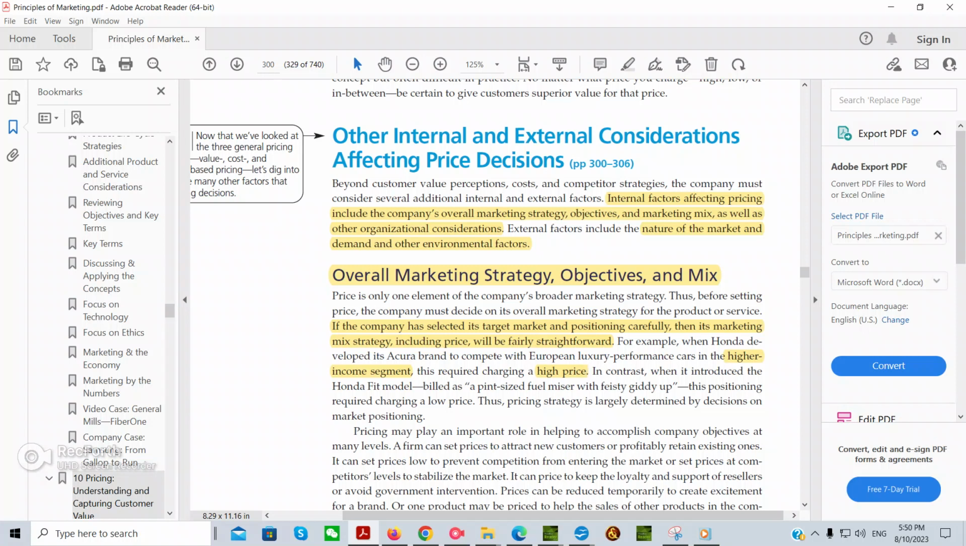In contrast, when Honda introduced the Honda Fit model, billed as a pint-sized fuel miser with a feisty giddy-up, unquote, this positioning required charging a low price. Okay. Thus, pricing strategy is largely determined by decisions on the marketing positioning. So how are you positioned? Are you positioned as something that's high end or low end? These are basically going to be different niches in a segment.